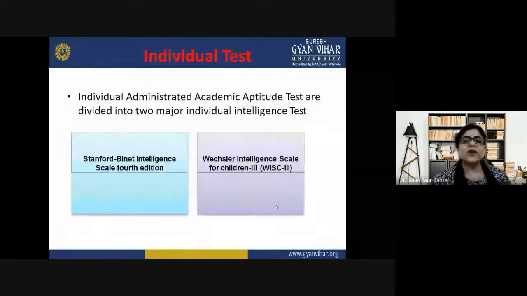First of all, individual test. As its name suggests, it must be administered on a particular person. Individually administered academic aptitude tests are divided into two major individual intelligence tests, like Stanford Binet Intelligence Scale 4th edition, Wechsler Intelligence Scale, then WISC 3rd. This is also included.